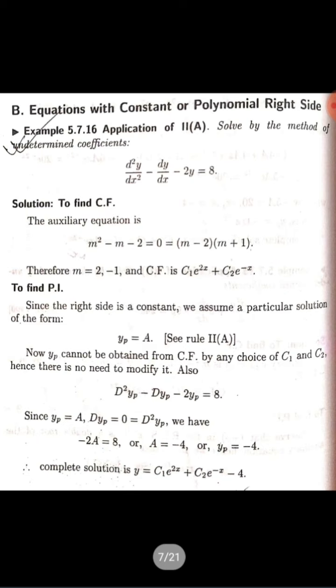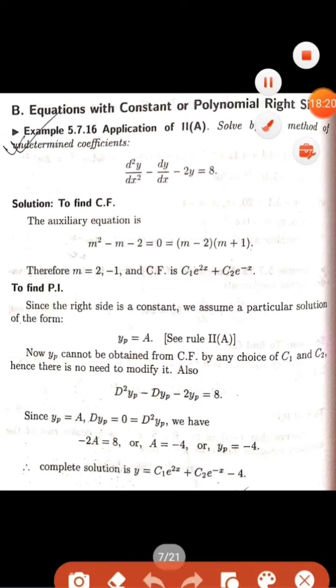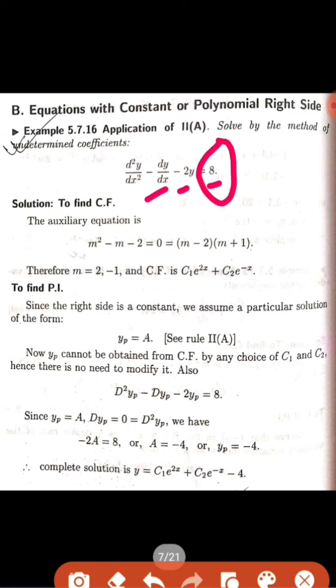Here you can see an equation with constant or polynomial right side. You see this: d square y by dx square minus dy by dx minus 2y equals 8. Okay, here only a constant is available, that is only a0 is available. There is no power of x, so you have to take only capital A0.